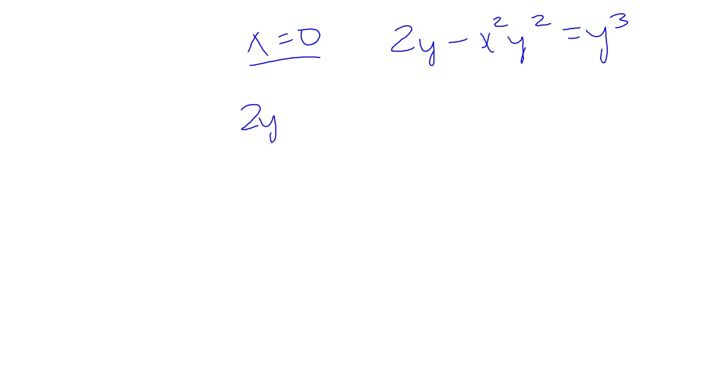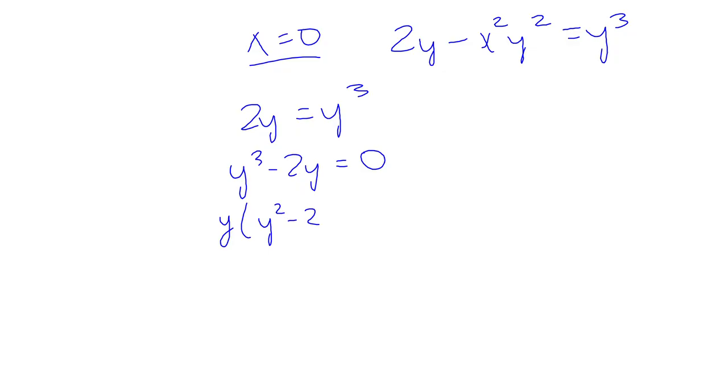So if I plug x equals 0 into my original equation, which was 2y minus x squared y squared equals y cubed, when x is 0 we just get 2y equals y cubed, or y cubed minus 2y equals 0, or y times (y squared minus 2) equals 0. And that gives us a few values here. One is y equals 0, which we don't really need to worry about because we've already taken care of that one with the other piece of it.